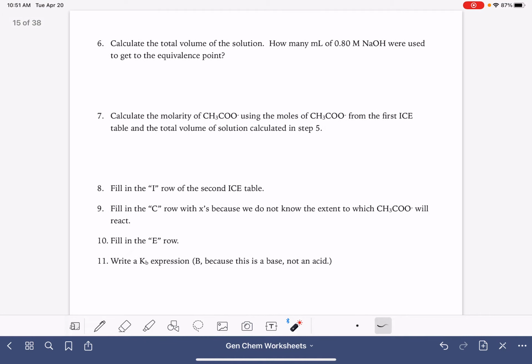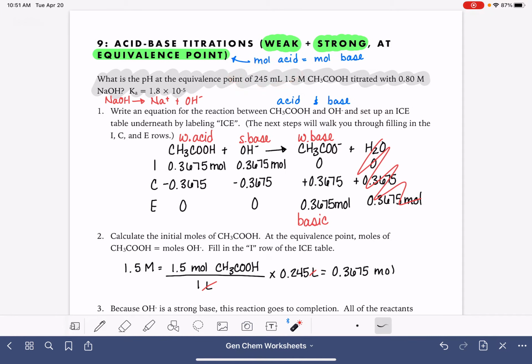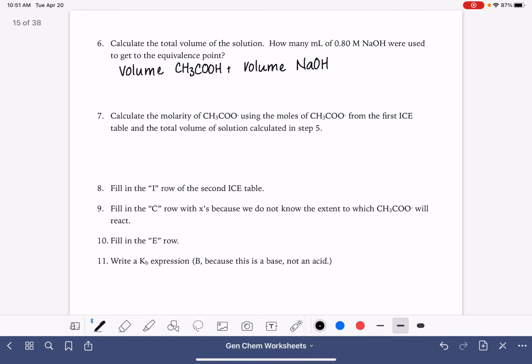Now, we know that we have a certain number of moles, but what we don't know is the volume of the solution. So what we need to do is figure out the total volume of the solution. The total volume of the solution is going to come from our volume of acetic acid that we started with, and also the volume of NaOH. The problem told us the volume of the acetic acid, it was 245 milliliters. So we've got that, 245 milliliters, but the problem did not tell us the volume of the NaOH.